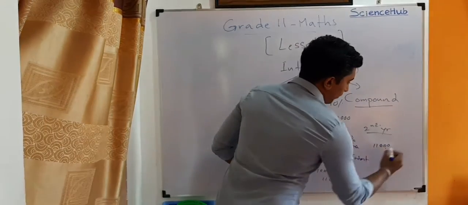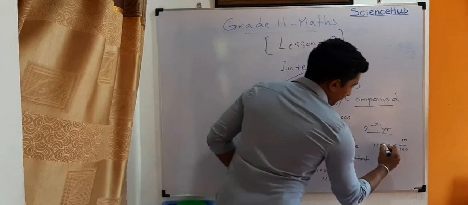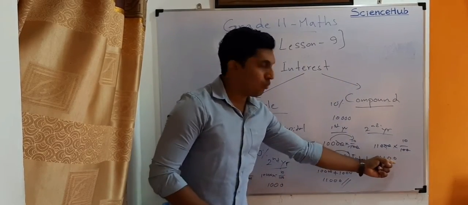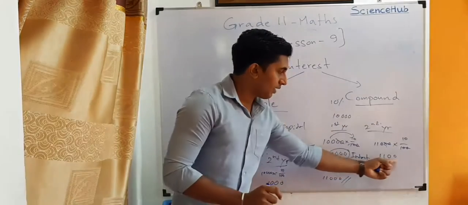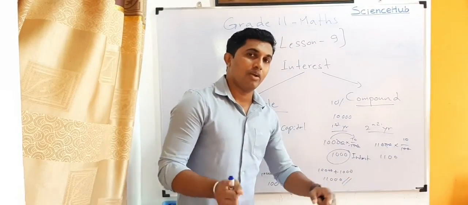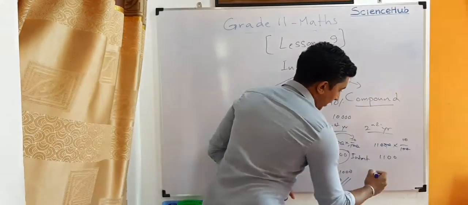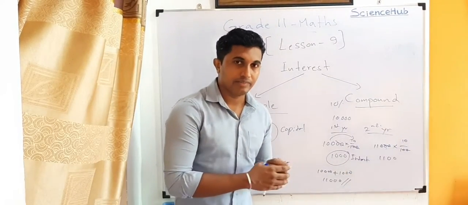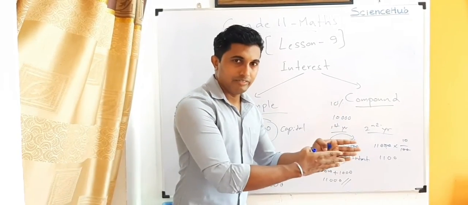Then 11,000 times 10 out of 100, and 1100 is the interest. This is the interest amount for the second year. Then what will be the total amount after the second year? What is the capital at the start of the second year? 11,000 is the capital when starting the second year.